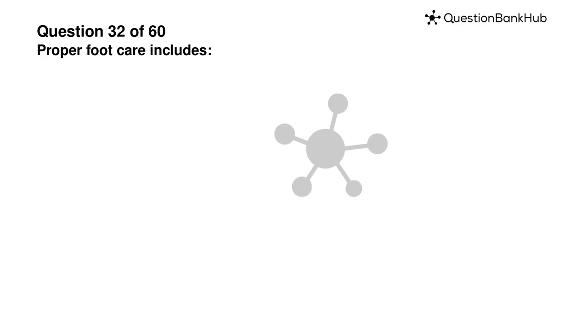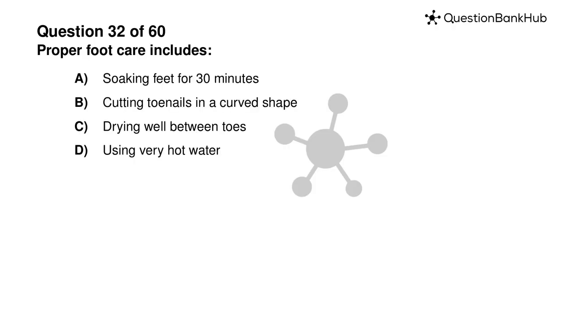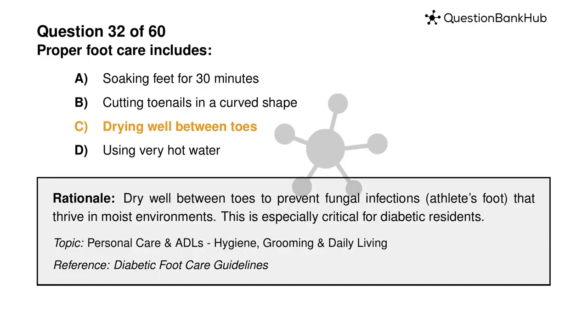Question 32. Proper foot care includes: A. Soaking feet for 30 minutes. B. Cutting toenails in a curved shape. C. Drying well between toes. D. Using very hot water. The correct answer is C. Drying well between toes. Dry well between toes to prevent fungal infections, athlete's foot, that thrive in moist environments. This is especially critical for diabetic residents.